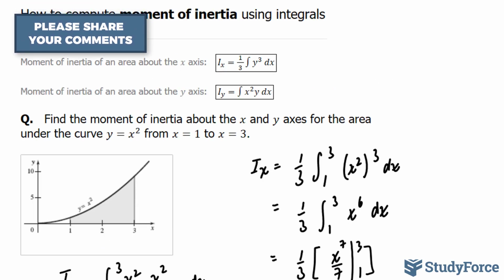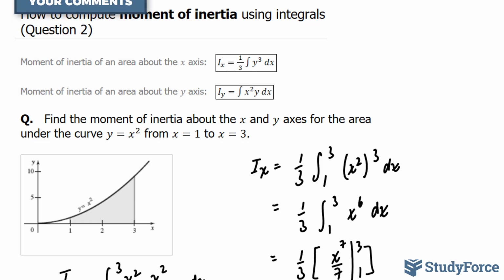That is how to compute the moment of inertia using integrals. Make sure to watch question 3, where we look at how to compute the moment of inertia for solid objects.